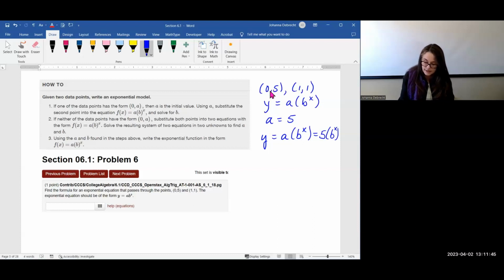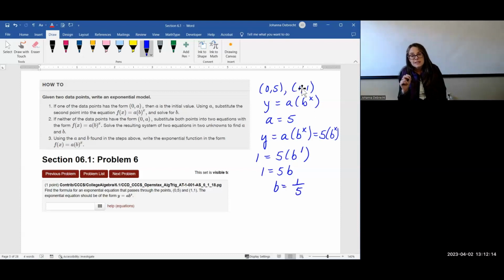So I know that when I substitute 1 for x, I get 1 for y. So I'm going to replace the y with 1, and I'm going to replace the x with 1. And this gives me 1 equals 5 times b to the first. Well, b to the first is just b. So I get 1 equals 5b, which tells me that b is equal to 1/5. And this would be an exponential decay because the base is between 0 and 1, a proper fraction.